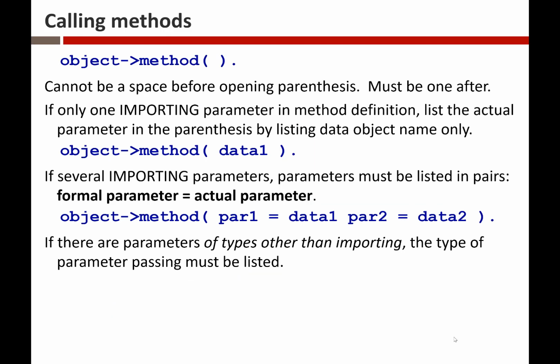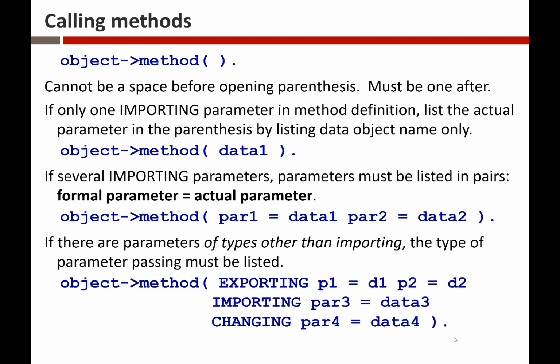Suppose you have parameters of types other than importing. Well, now it gets even more verbose. And what I have to do is this. Object, arrowhead, name of method, and then exporting, and then my parameter settings, like we did up here, and then importing, and then my parameter setting, and then changing, and then my parameter setting.